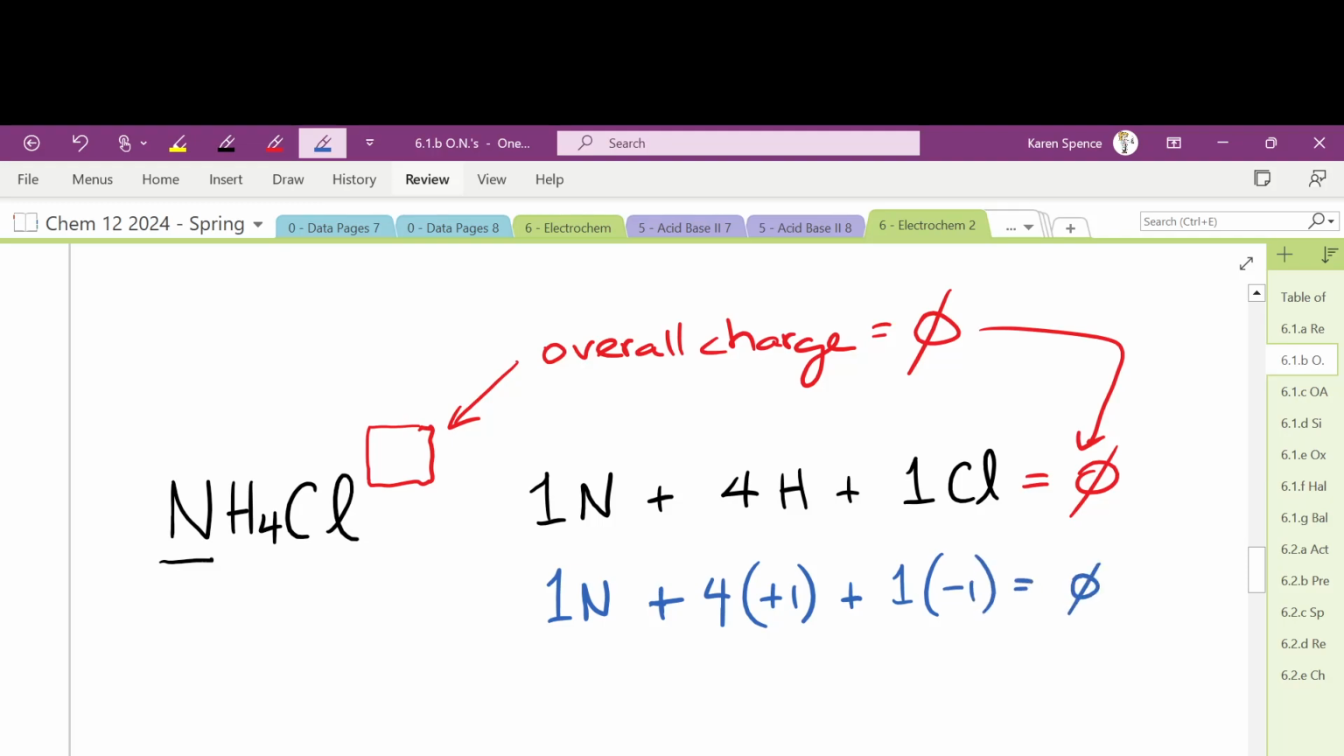Okay, and now we just add up. We still have 1 nitrogen. Now we have +4, and -1 gives me +3, and that still equals 0. And so my 1 nitrogen has a charge of -3. So the oxidation number of nitrogen is -3.